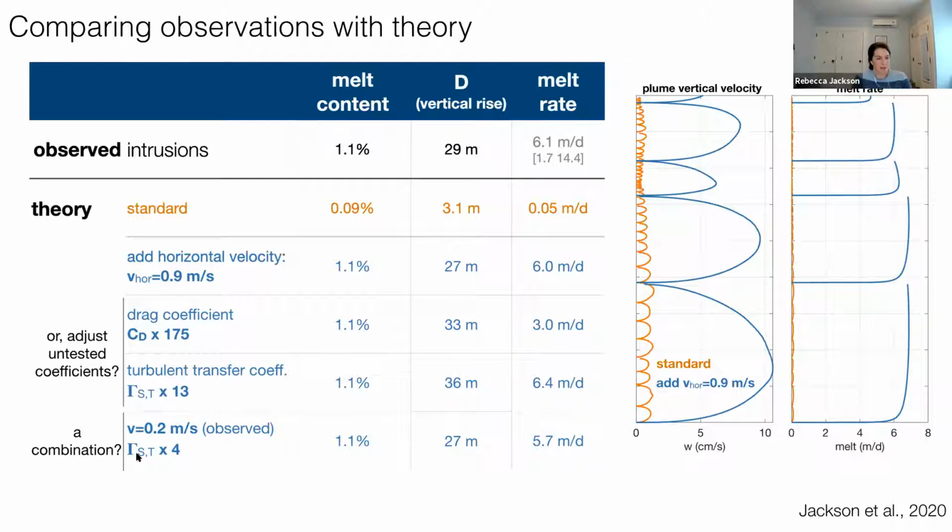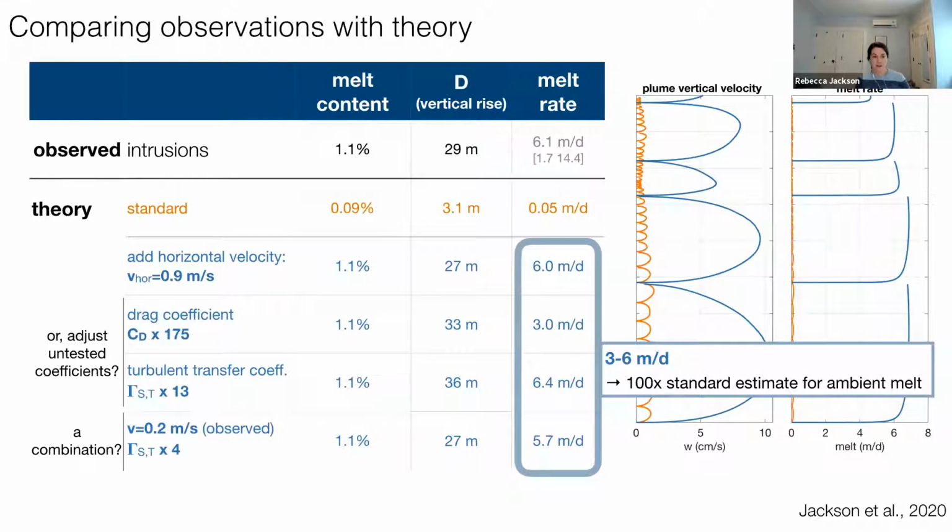And the important thing is I can't pinpoint the right answer with just this data. Adding the realistic velocity gets you about halfway there, but you probably need more than that. And there's no reason to think that there aren't multiple problems with this theory. But the important point is that with any of these variations, when you adjust theory to match the properties of the intrusions, you end up with melt rates that are about 3 to 6 meters per day. And that's about 100 times what you'd expect from standard theory, the way that it's applied with standard coefficients.